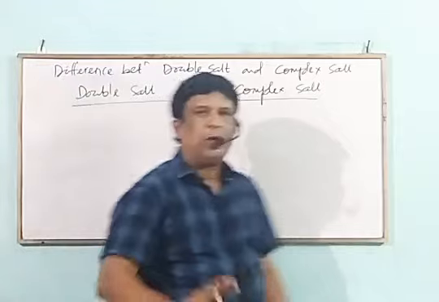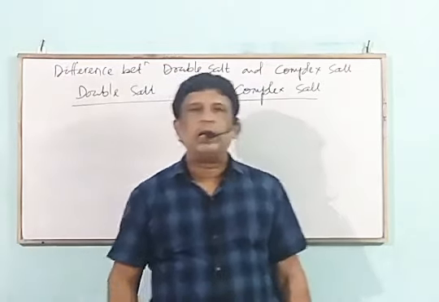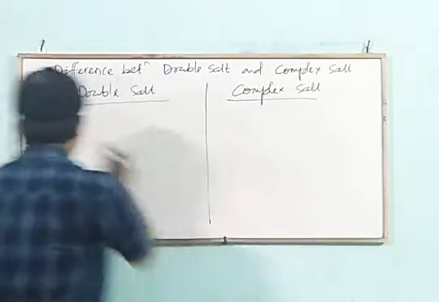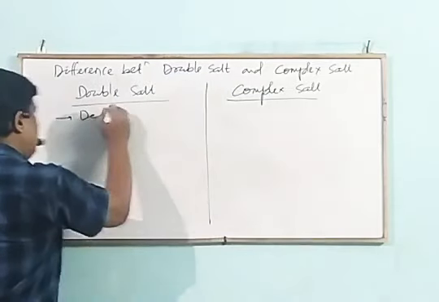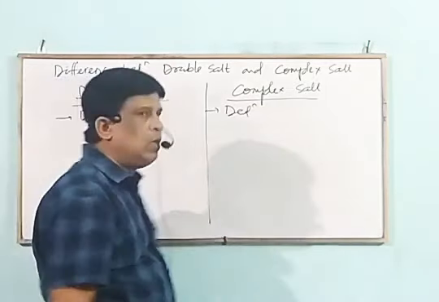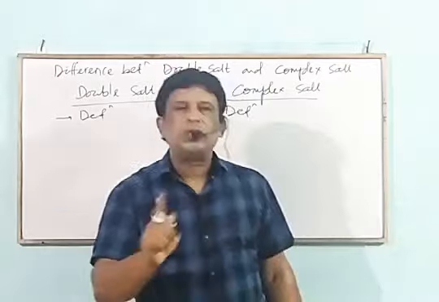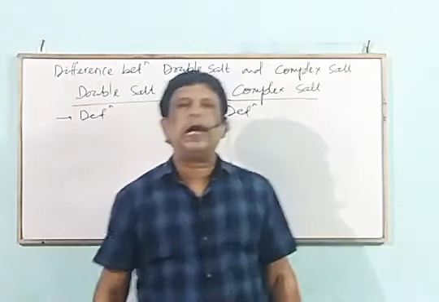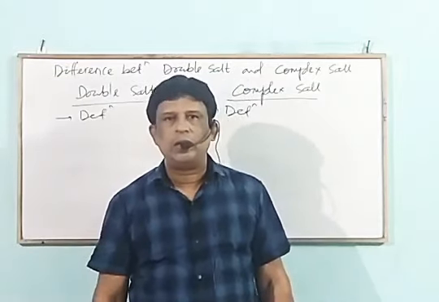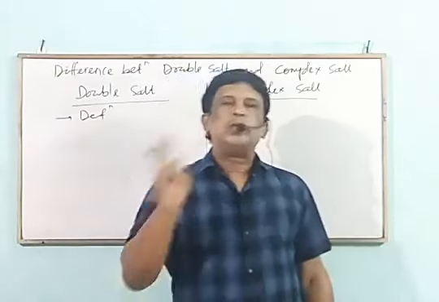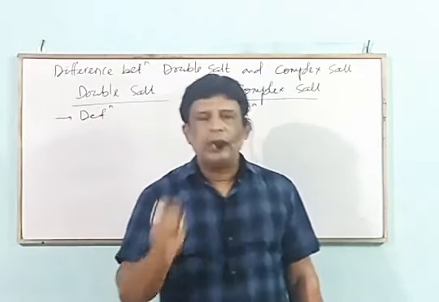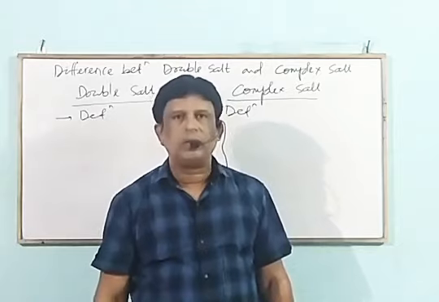While writing the difference between two species, always make point one the definition. What is the definition? In case of double salt, two simple salts in equimolar proportion are concentrated and cooled, and the crystal obtained is known as a double salt. But here, two simple salts in molar proportion are concentrated, cooled, and the crystal formed is known as complex salt.